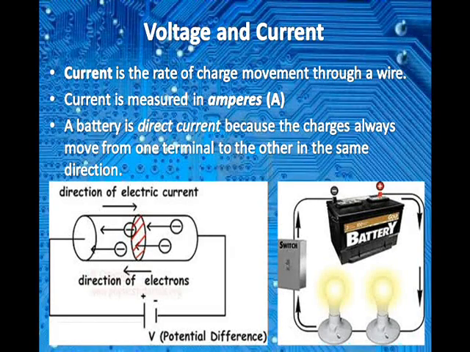Direct current is when charges always move from one terminal to the other in the same direction. They constantly move in the same direction. If you look at the pictures below, you'll see the arrows pointing for the battery, and that they're always going in the clockwise direction. For this picture, it's clockwise, and it would never change to another direction, and that's direct current.